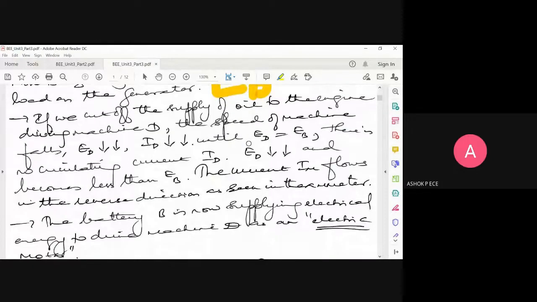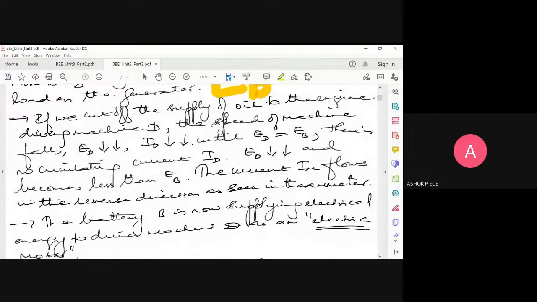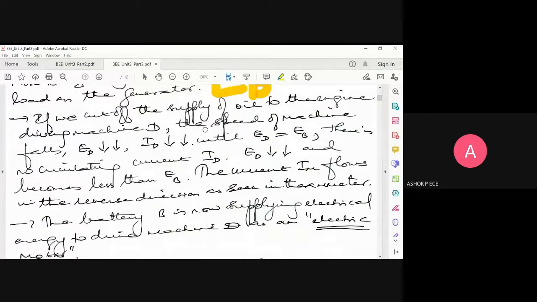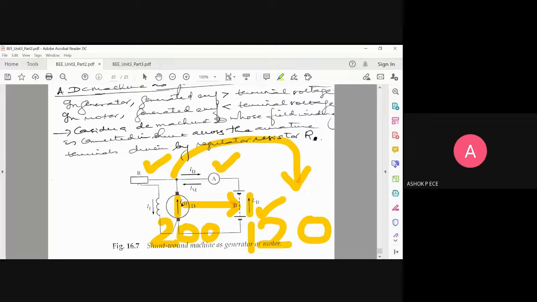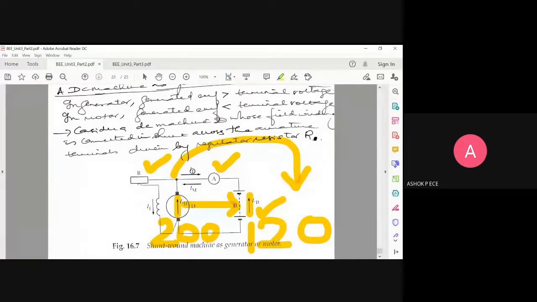Yes. Now the reverse. Assume that now we are going to see the conditions when the machine is going to work as a motor. If we cut off the supply to the engine driving machine D, the speed of the machine is going to fall. The rotor will start rotating slowly. When the speed is less, the induced EMF is less, so ED will be less. Because of less ED, the ID will also be less. This ID will start reducing.